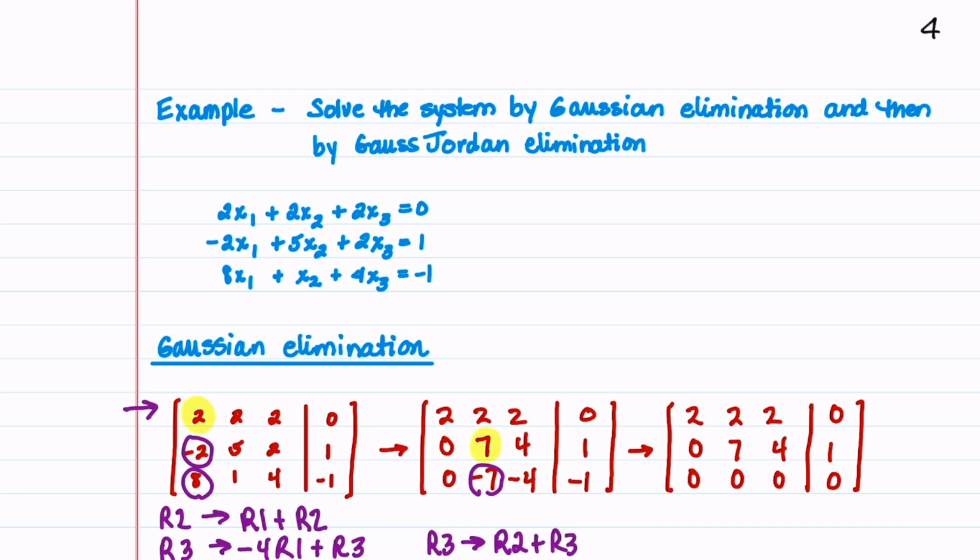Great. So our leading entries are down and to the right. We have zeros below each leading entry, and our row of zeros is at the bottom. We don't always have a row of zeros, but if we do, it has to be at the bottom.